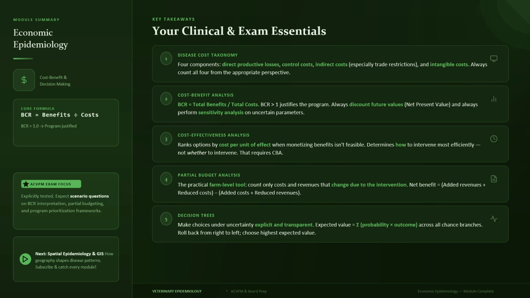And always discount and run sensitivity analysis. Third, cost-effectiveness analysis ranks how to intervene when you can't monetize benefits, but it can't tell you whether to act. Fourth, partial budget analysis is your practical farm-level tool. And fifth, decision trees make choices under uncertainty explicit using expected values. Master these five and you're ready for the board questions.